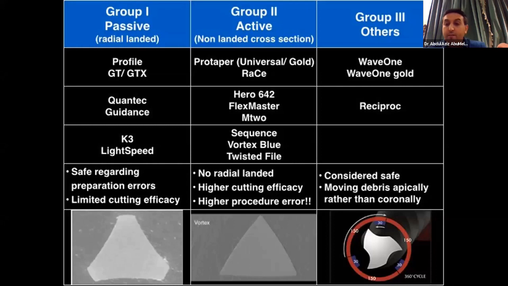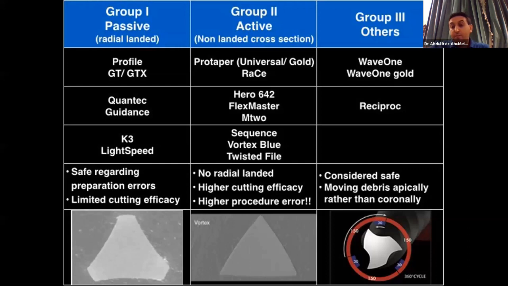Now the K3 in group one has a new version in the market called K3XF. That K3XF goes under group two. So we need to understand the speed, the cutting, and the cross section of these files. Group one and group two use continuous rotation, meaning 360-degree rotation with a gear reduction motor. Group three has a special way of movement. If you know the balanced force technique of hand filing, it's the same way. It has a motion that engages the dentin, then releases, goes back, and engages again in the dentin until it completes the cycle.